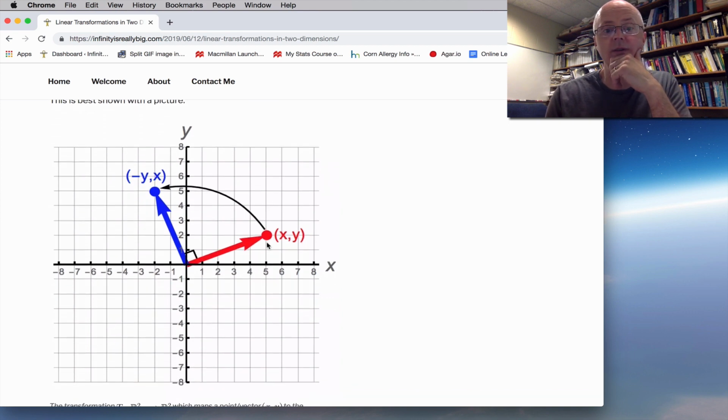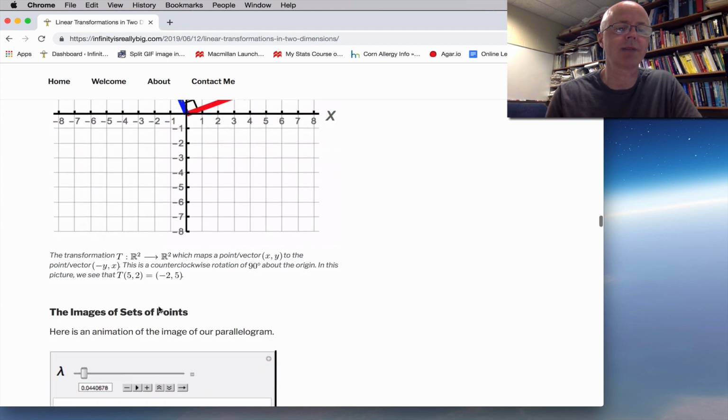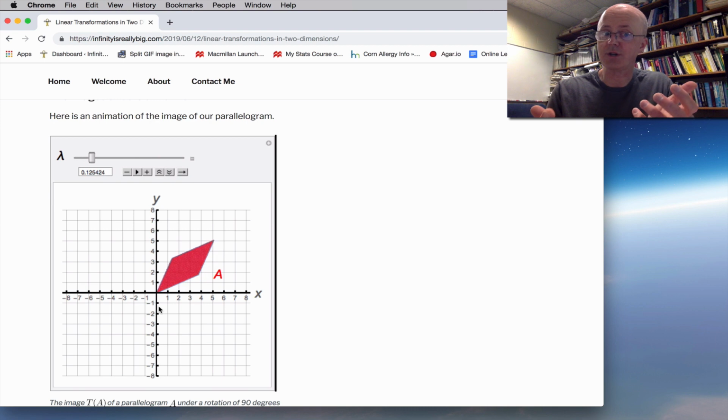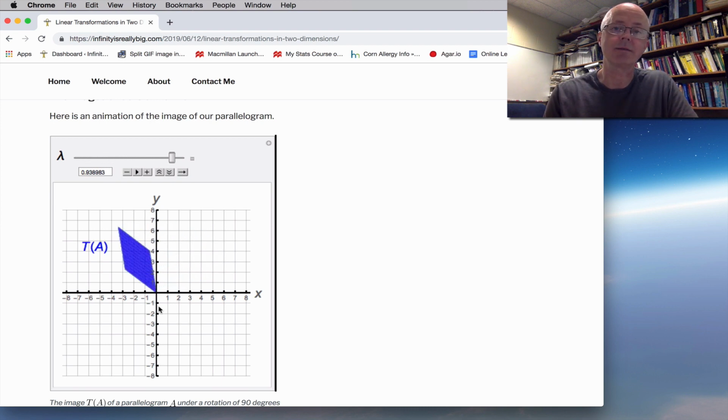This point has coordinates 5, 2. That's the input point. It gets rotated to this point, which has coordinates -2, 5. Okay, and that would work in general, no matter where your starting point is. So you should take the time to think about some more examples of that. Here's what happens to the parallelogram. It gets rotated by 90 degrees. It's a rigid motion. Its area is staying constant.